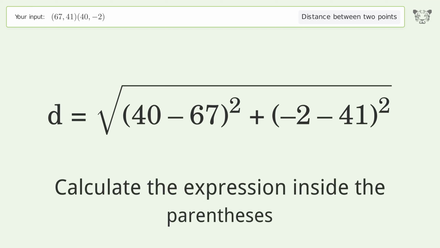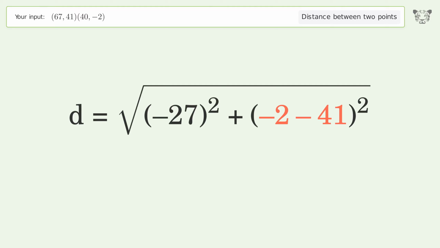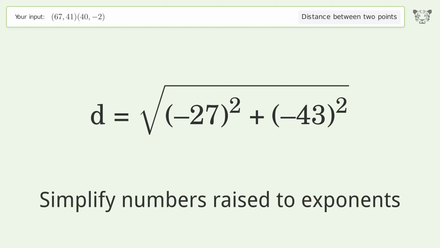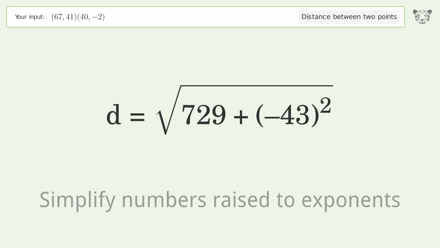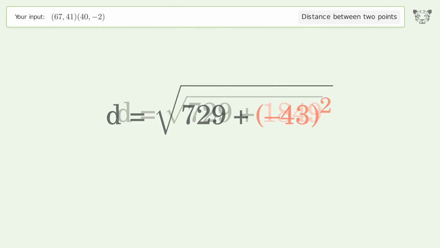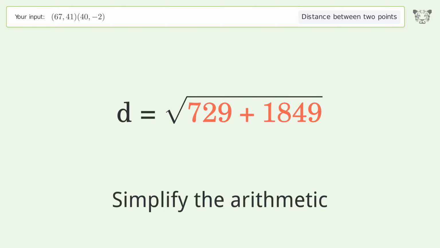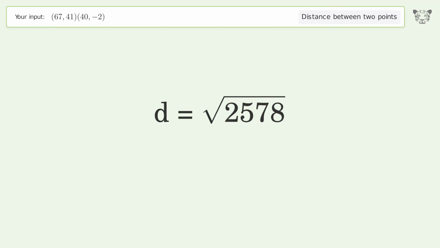Calculate the expression inside the parentheses. Simplify numbers raised to exponents. Simplify the arithmetic. And so the distance between the 2 points is the square root of 2578, or 50.774.